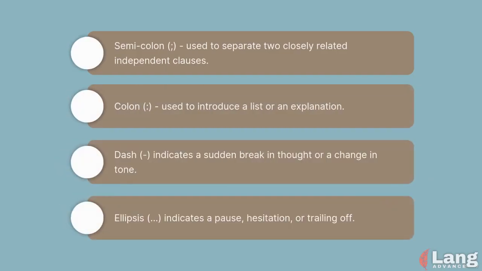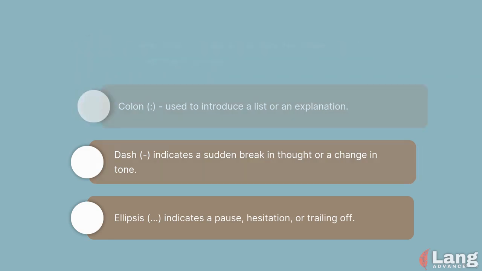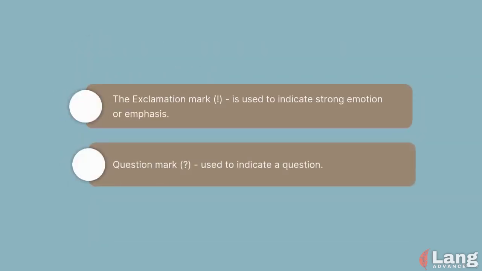Semicolon, used to separate two closely related independent clauses. Colon, used to introduce a list or an explanation. Dash, it indicates a sudden break in thought or a change in tone. Ellipsis, it indicates a pause, hesitation, or trailing off. The exclamation mark, it is used to indicate strong emotion or emphasis. Question mark, used to indicate a question.